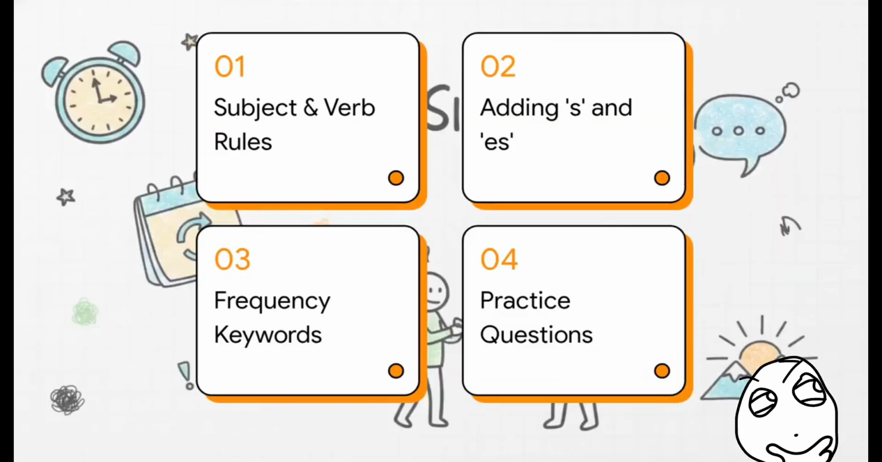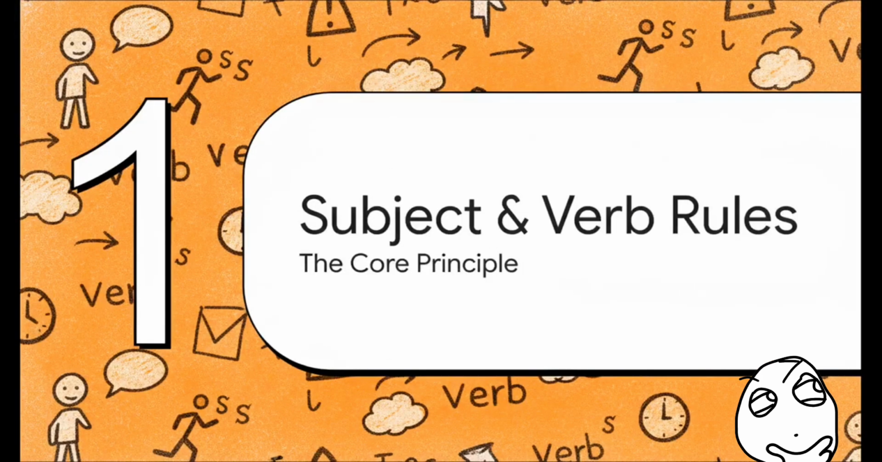Here's our roadmap to grammar mastery. We'll start with the golden rule of subjects and verbs, then look at exactly how to spell those s and es endings, uncover the frequency keywords, and finally, we'll practice with some real questions. All right, section 1, the golden rule of subjects and verbs. Let's dive right into it.